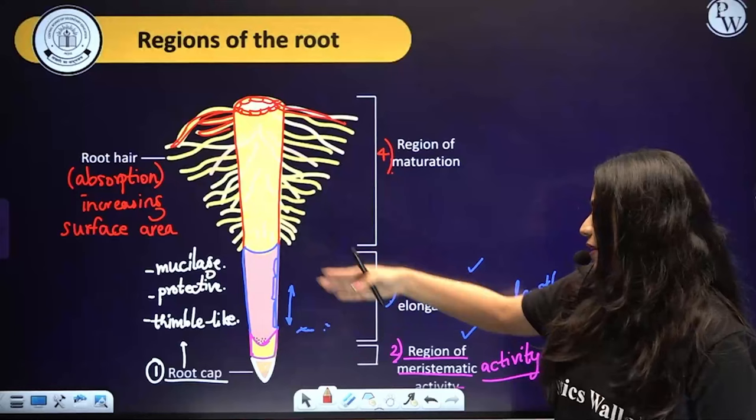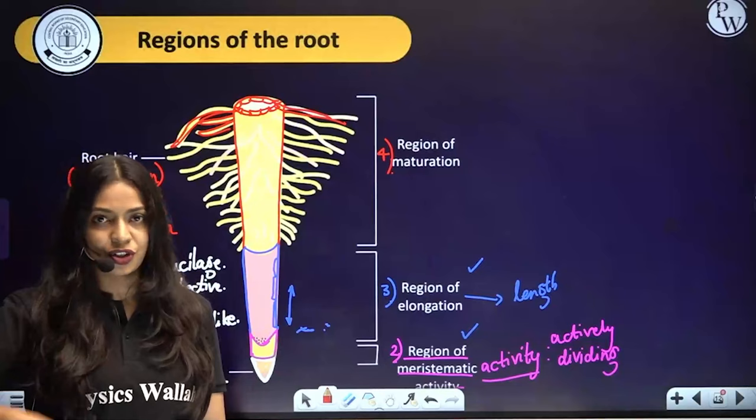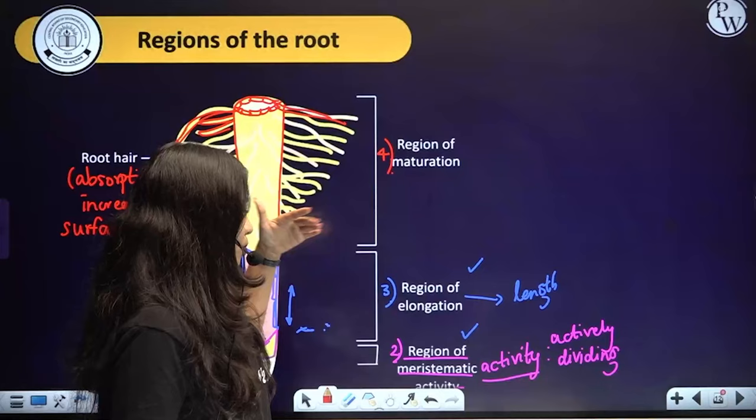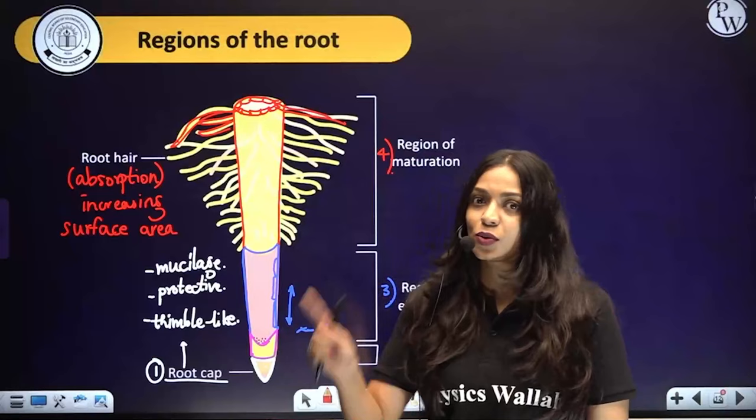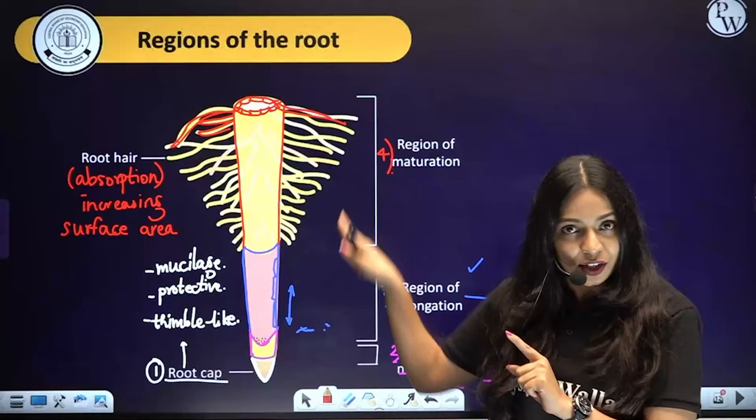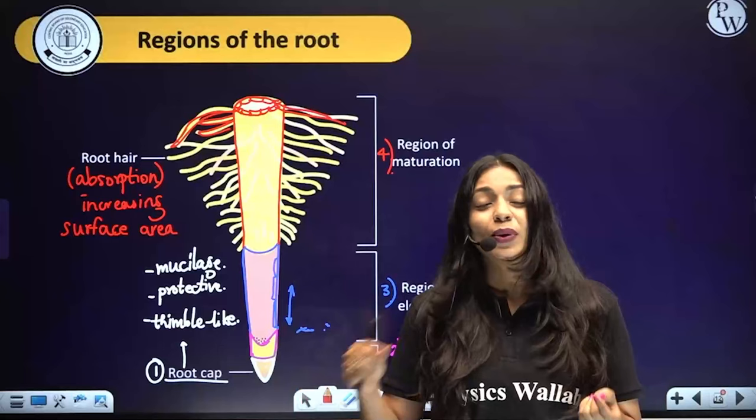Following that, you have the region of elongation. Over here, the cells stop dividing and start increasing in size in the longitudinal axis, which gives an appearance that it's elongating. So that region is the region of elongation. Both the region of elongation and the region of meristematic activity will increase the length of the root. Following that, we have the region of maturation, where cells have taken up permanent functions. Over here, we will find a zone of root hair, where the outermost layer of cells in this region of the root will give out thin thread-like extensions called root hair, and that will increase the surface area available for absorption for the root.